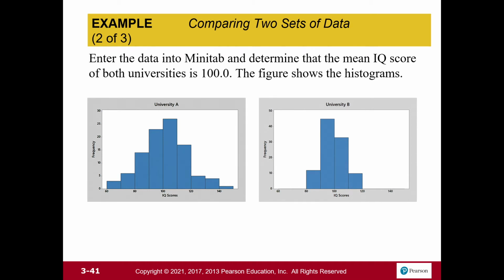University A, University B. Well, what are some of the things that come to your mind? I mean, they both look pretty symmetrical. But in University A, the data is going to be more dispersed. It's going to vary more.